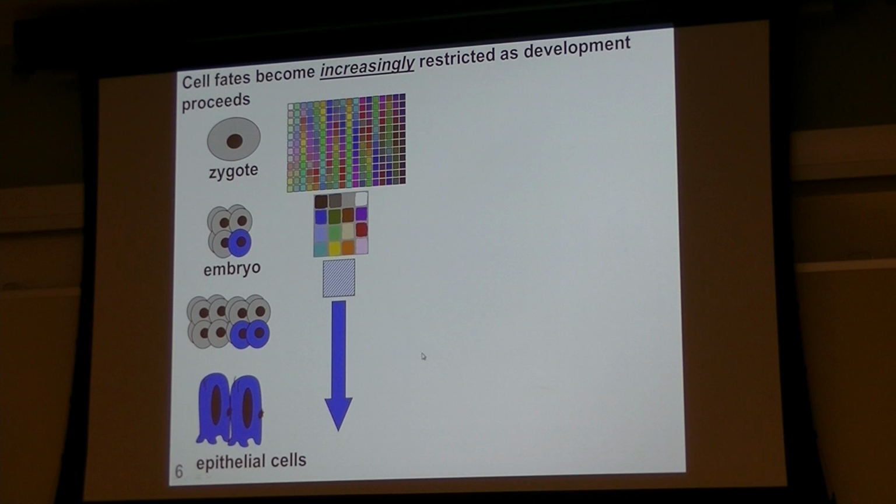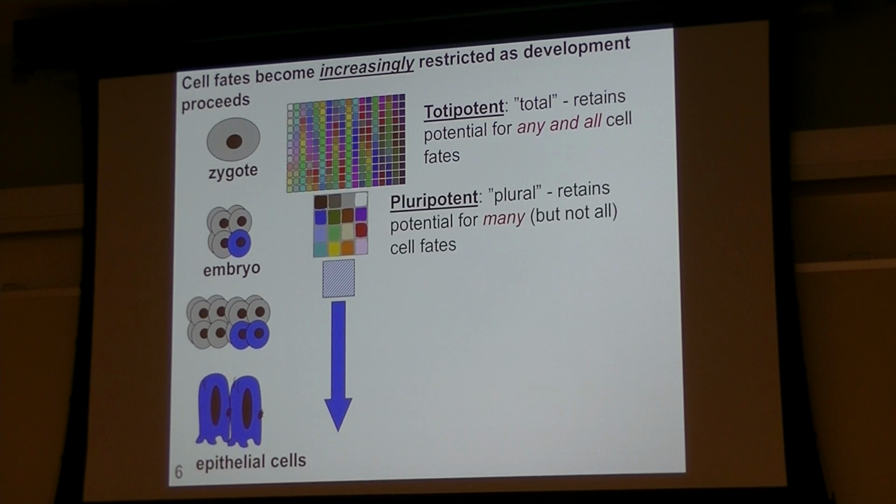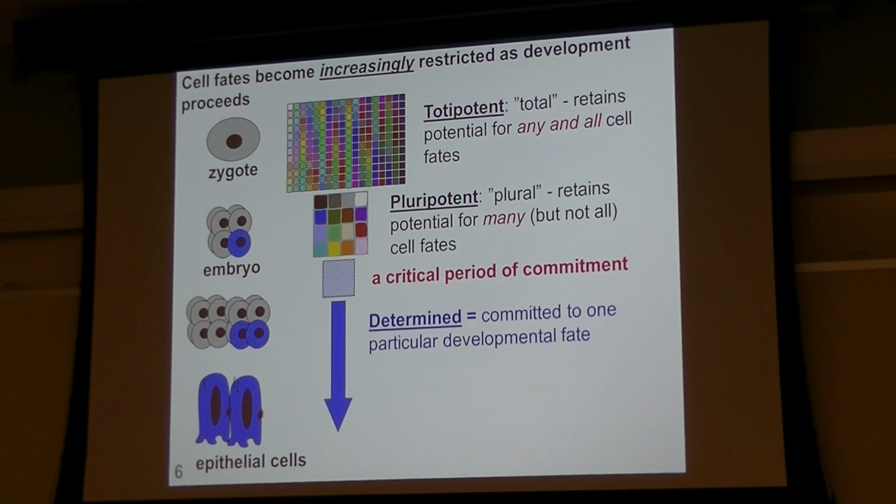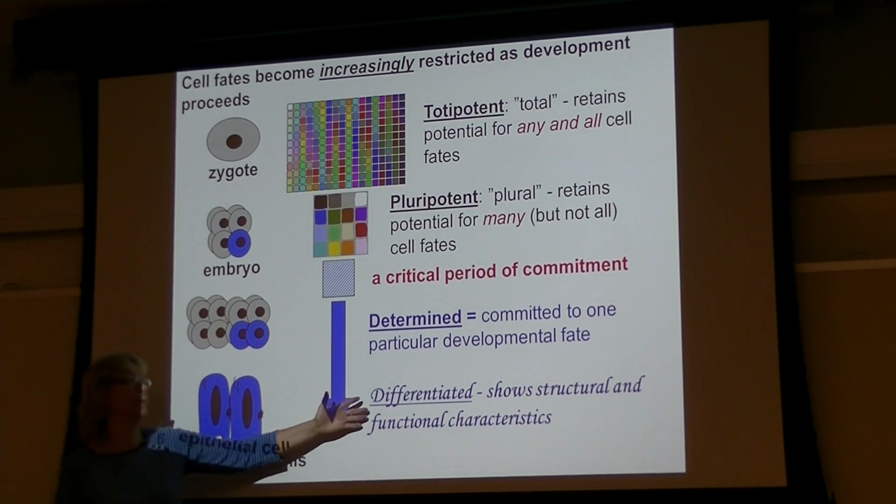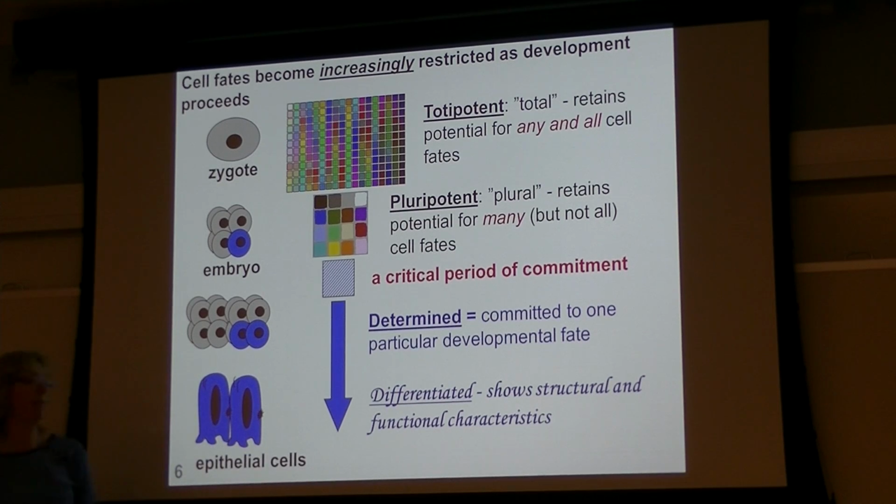Okay, so another theme from animal development is that these cell fates have become increasingly restricted as development proceeds. In our zygote, we had the ability to give rise to any and all daughter cell fates that you see in the organism, and then this becomes more and more restricted. Cells have to eventually make decisions, go through commitment, turn on specific gene products, and then finally, as a result of all of these decisions, they will begin to show their structural and functional characteristics.